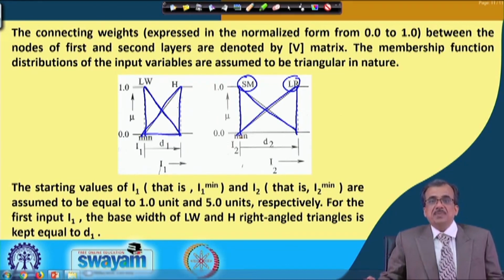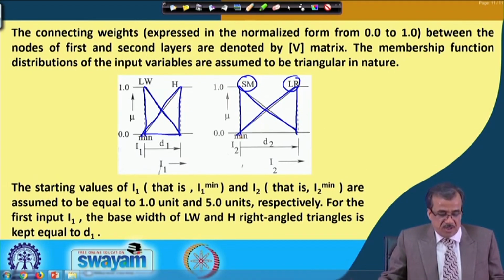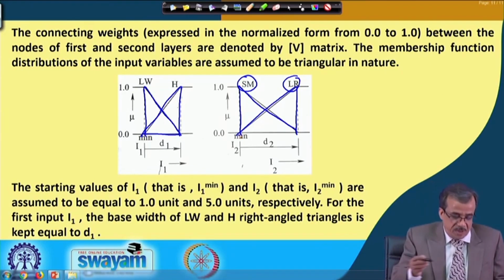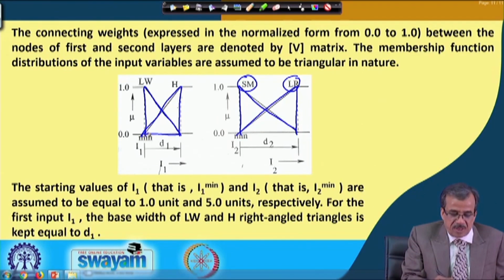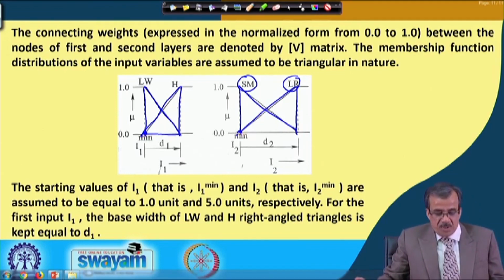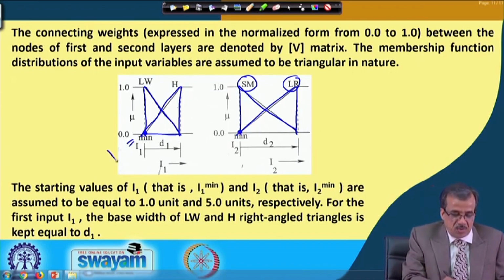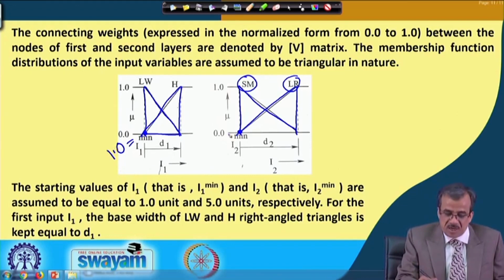It is a very simple representation of the membership function, and here the starting value of this particular I1 and I2. Now, you can see that the starting value is nothing but I1 minimum and here it is I2 minimum. So, this I1 minimum we have considered equal to 1.0, and I2 minimum we have considered equal to 5.0.